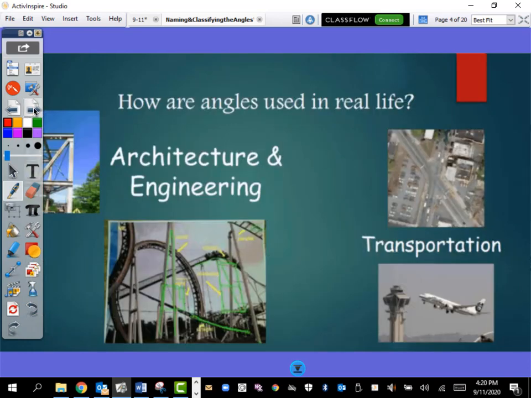How are angles used in real life? So angles are used in architecture, engineering, and transportation. And we use them in daily life. Engineers and architects use angles for design, roads, buildings, and sport facilities. And in transportation, they use them for traffic and for airplanes.